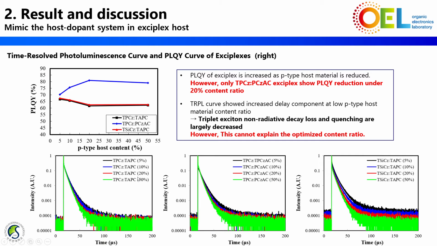In the analysis of transient PL curves, as the ratio decreases, the delayed emission component increases due to the reduction of interaction and exciton loss. However, in the PLQY, the second pair shows a different tendency: the second pair has a maximum value at 20%, while the others are maximum at 5%.